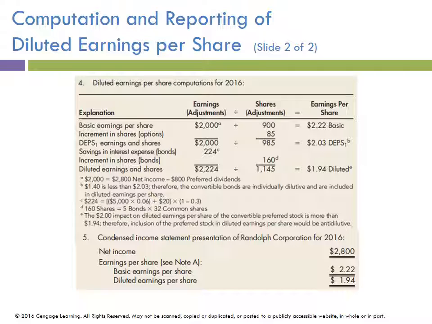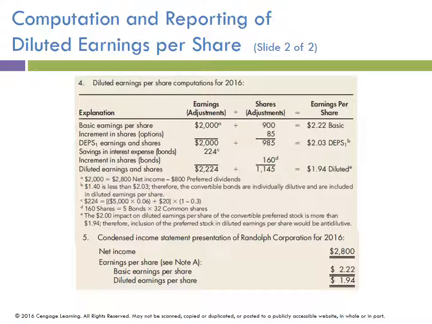So now, if everything was converted, the stock warrants and options and the convertible bonds, our common stock outstanding for the year would have been 1,145. So what would earnings per share have been if those items were converted? $1.94. You see the dilution. Right now it's at $2.22. What we're telling decision makers is, we've got some stuff out there that can be converted into common stock, and if it was, those two items would have caused your earnings per share to be lower, $1.94. Stockholders don't like that. So we've got to show them.